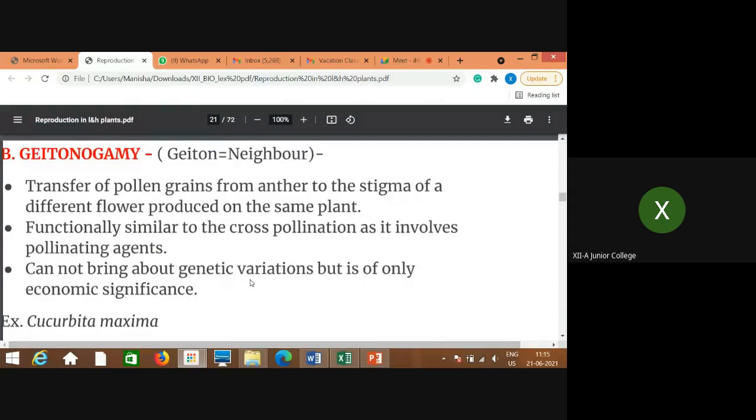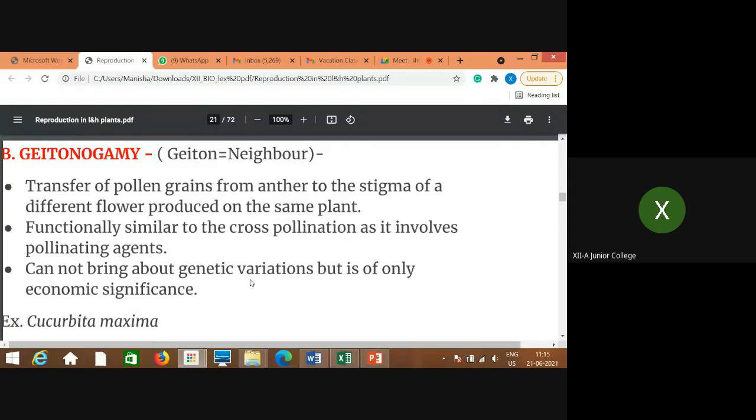Now, what is the second type? That is geitonogamy. Geiton means neighbor. What happens in that? There is transfer of pollen grains from anther to the stigma of a different flower produced on the same plant. Remember this. Very little difference is there between autogamy and geitonogamy. Autogamy is what? The flower is the same, the plant is the same. Geitonogamy is what? The flower is different but the plant is the same.